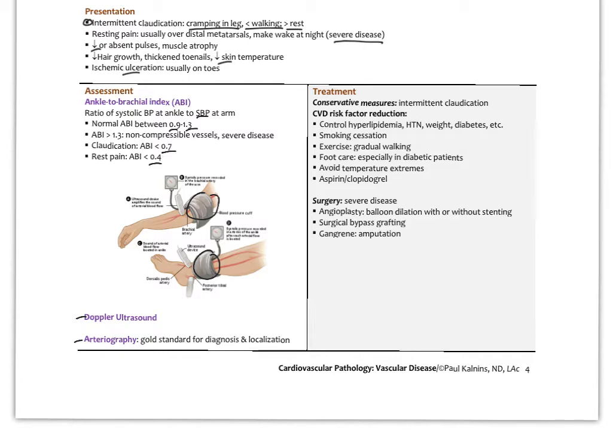The treatment could include just conservative measures for early stage claudication, and that would be basically reducing all the ASCVD risk factors: controlling hypertension, weight, diabetes, hyperlipidemia as well, smoking cessation, and gradual exercise. So this is where we do actually want to push them to their limits and a little bit beyond, and that way they start building up more capacity.